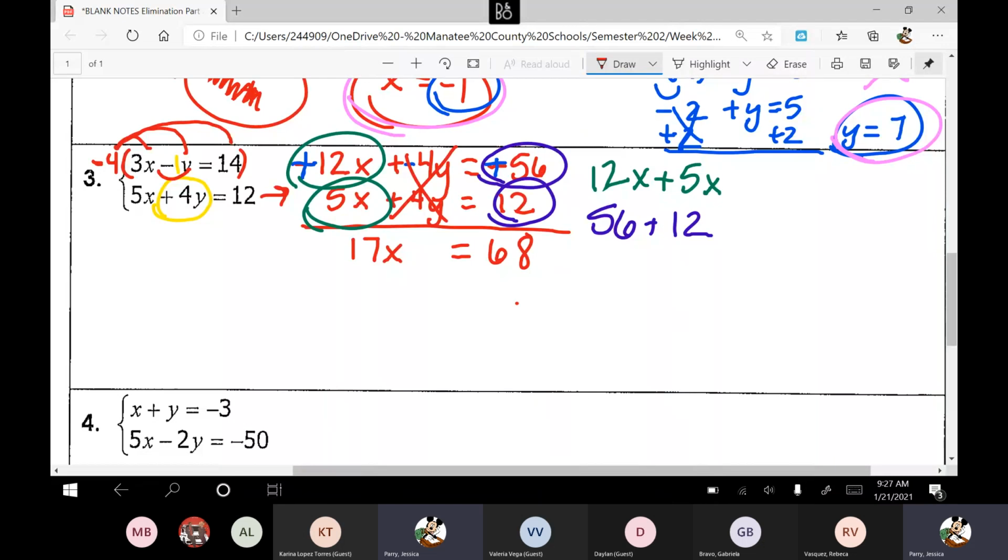One more step to solve for x. What can I do to both sides? Go ahead and write in the chat. What should I do to both sides to solve for x? Should I add, subtract, multiply, or divide? Tell me in the chat, please. What should I do next? Since we read this as 17 times x, we're going to do the opposite. Awesome. So divide by 17. So then x equals 68 divided by 17, and we get 4.